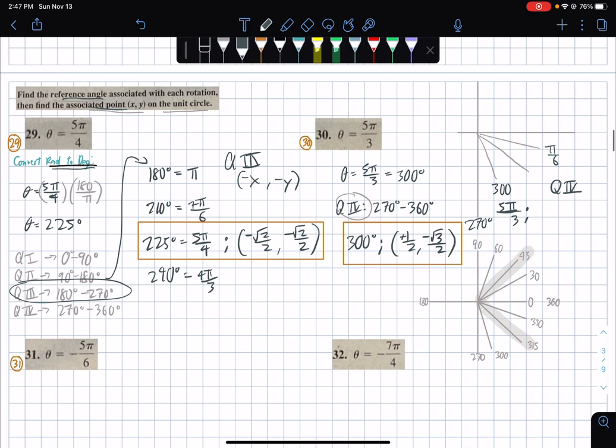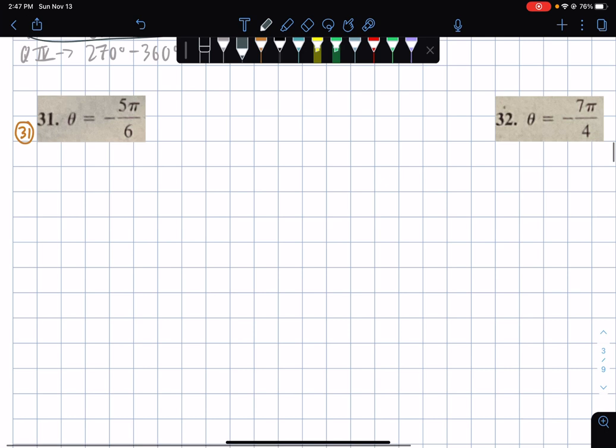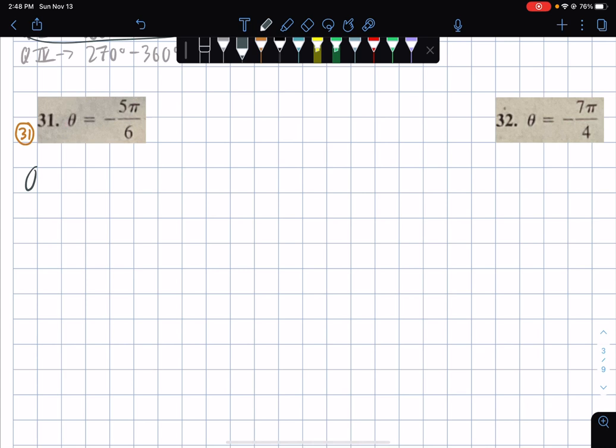Okay, let's move on to number 31. I'm sorry about that. Theta is equal to negative 5 pi over 6. Let's convert that to degrees. Negative 5 pi over 6 is negative 150 degrees. So this is pretty new. Now that our theta is negative, not positive, let's see.